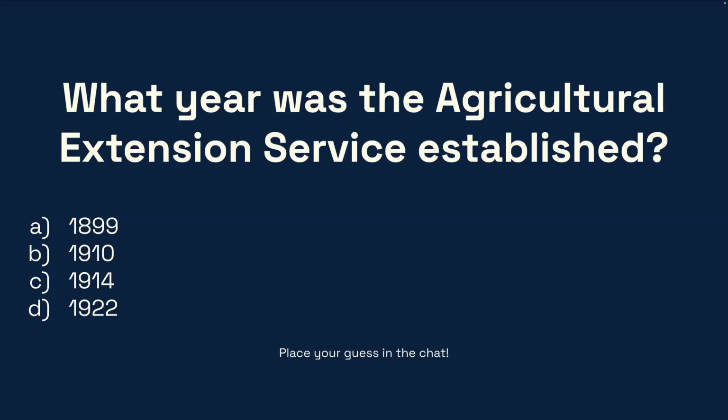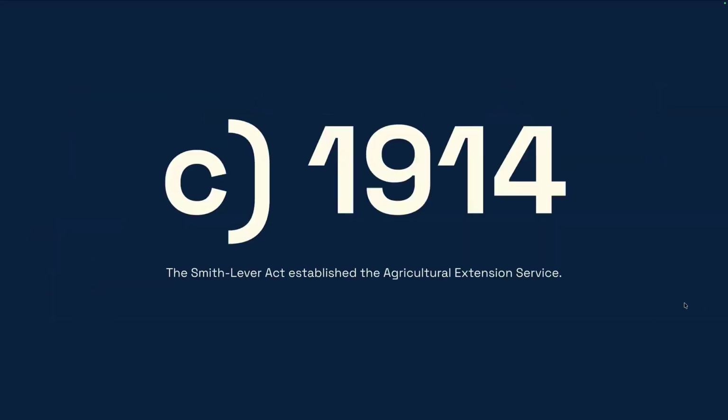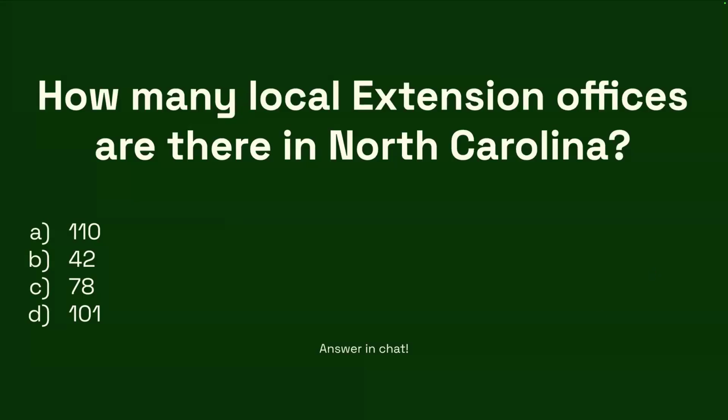Okay, so the answer is C, 1914. The Smith-Lever Act established the Agricultural Extension Service at the national level in 1914. Smith-Lever was an act of Congress that included tasking land-grant universities such as NC State, which was then known as the North Carolina College of Agriculture and Mechanic Arts, with administering extension programs to teach rural Americans about advances in agricultural practices and technology. So before we move on, I've got one more question for y'all.